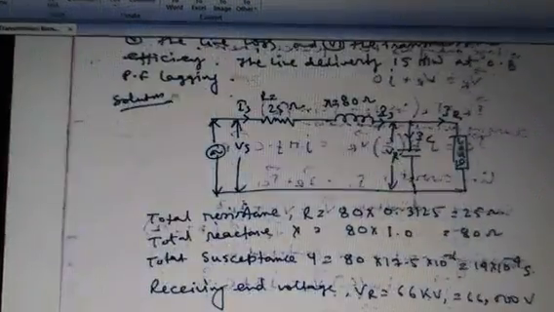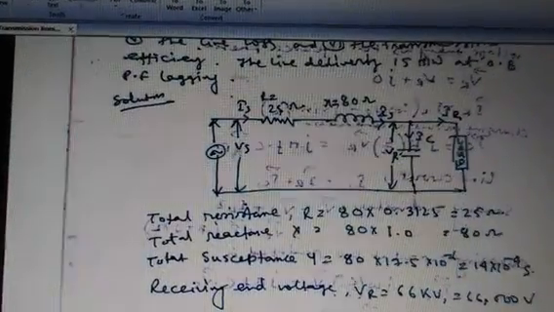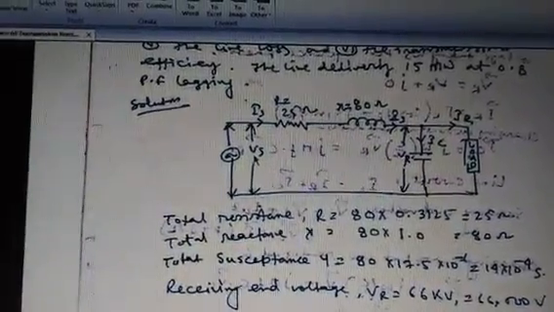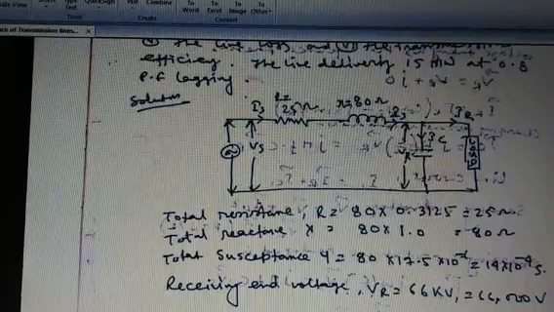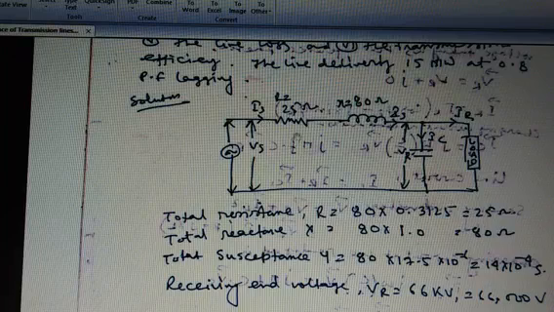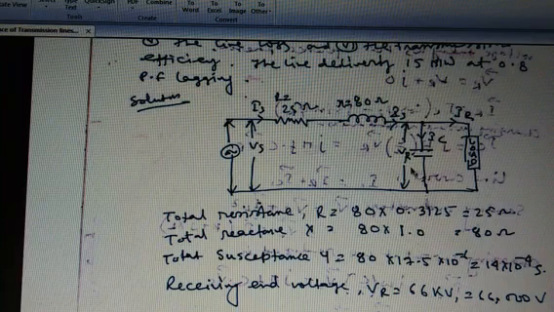Now the solution. In this problem, this is the sending end, and the voltage is Vs, that is the sending end voltage, and that is the receiving end, and the receiving end is connected with the load side. So the sending end current is Is, the sending end voltage is Vs, that is the resistance, reactance, and this is the capacitance, and the voltage is VR.